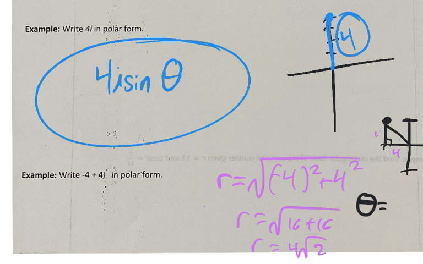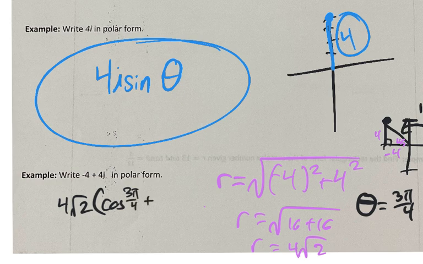If I went 4, 4. 45 degrees. It's 45 degrees. Which means how much did I rotate to get 45 degrees in the second quadrant? 135, which is 3 pi over 4. It's 4 radical 2. So this would be 4 radical 2 times cosine of 3 pi over 4 plus i sine of 3 pi over 4.